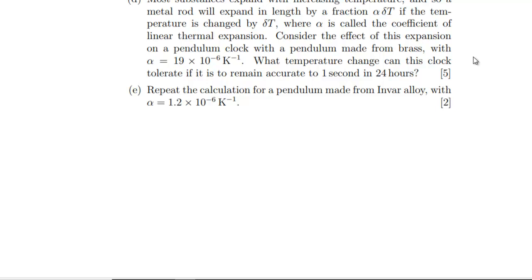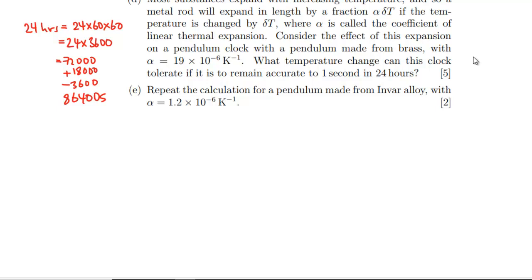So 24 hours. Let's get how many seconds that is: 24 times 60 times 60. So 24 times 3,600 is going to be 72,000 plus 18,000 minus 3,600, which is 86,400. You are allowed to use a calculator, but I just haven't turned mine on yet. So that's the number of seconds that we've got.